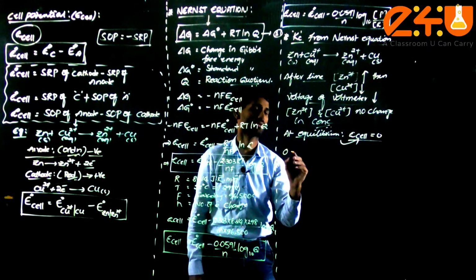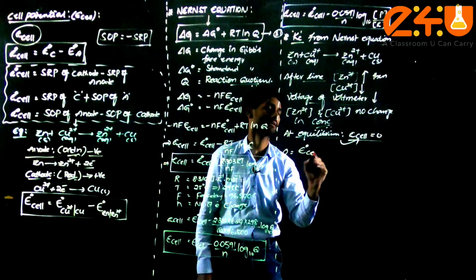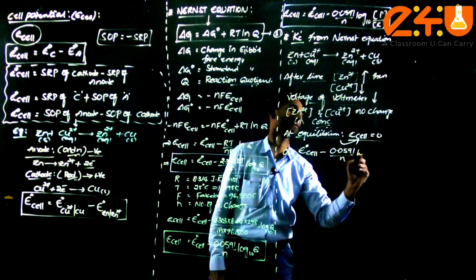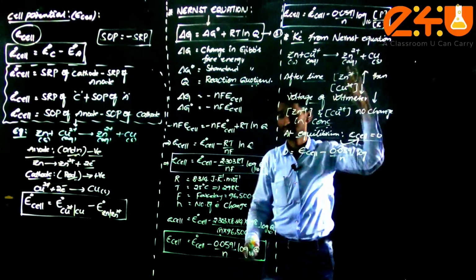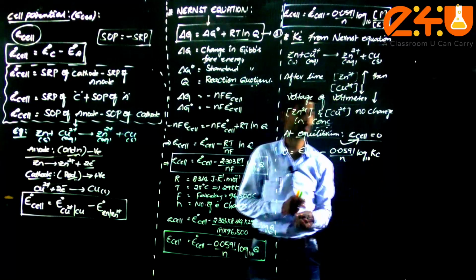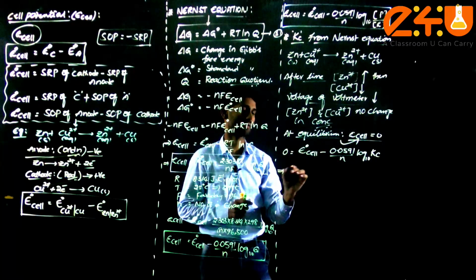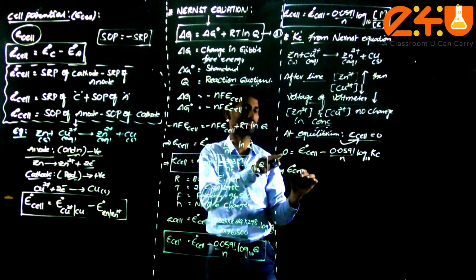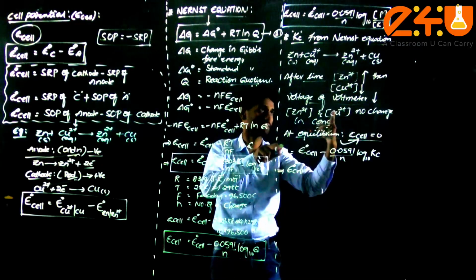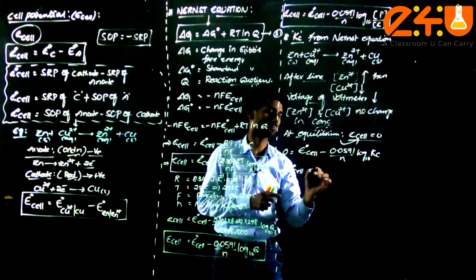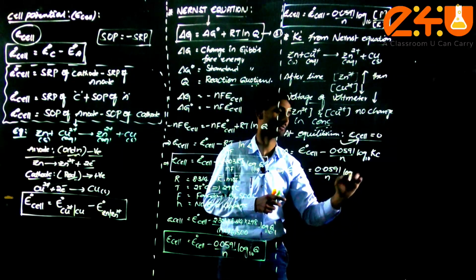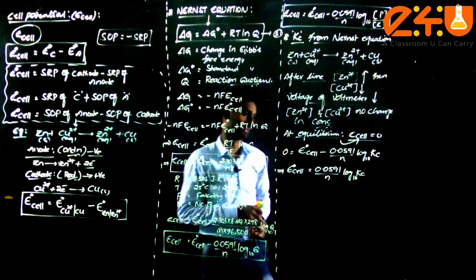So I can write here 0 is equal to E naught cell minus 0.0591 divided by n logarithm of the product by reactant concentration. Can I consider this is Kc to the base 10? Very good. That equals E naught cell is equal to, here 0 at equilibrium. Why is E cell equal to 0? This is the explanation. E naught cell is equal to 0.0591 divided by n logarithm of Kc to the base 10.